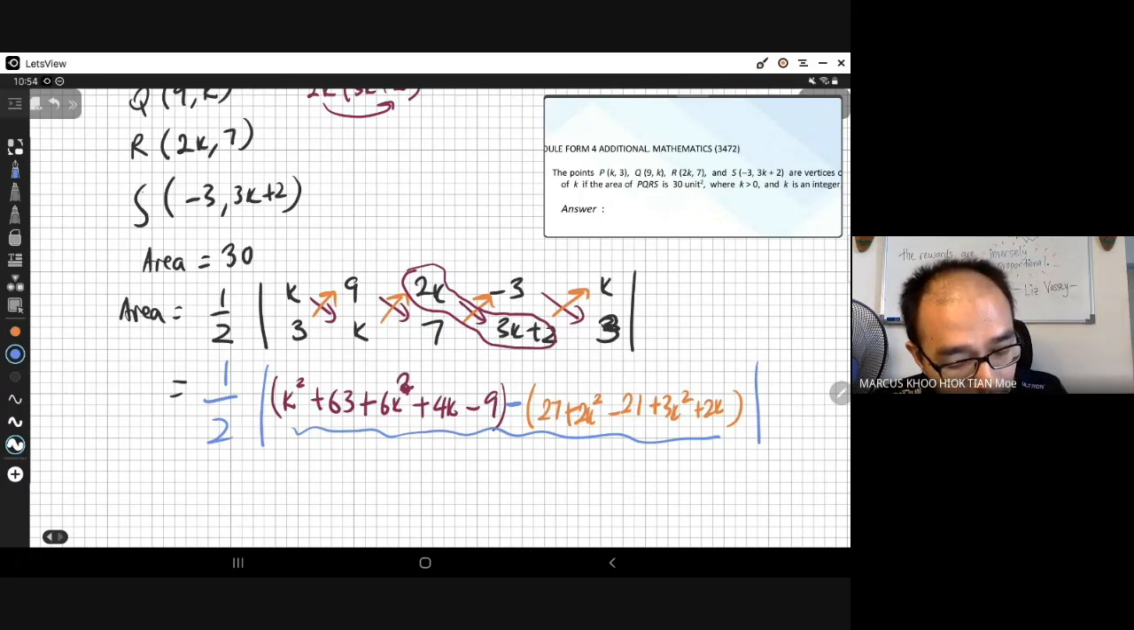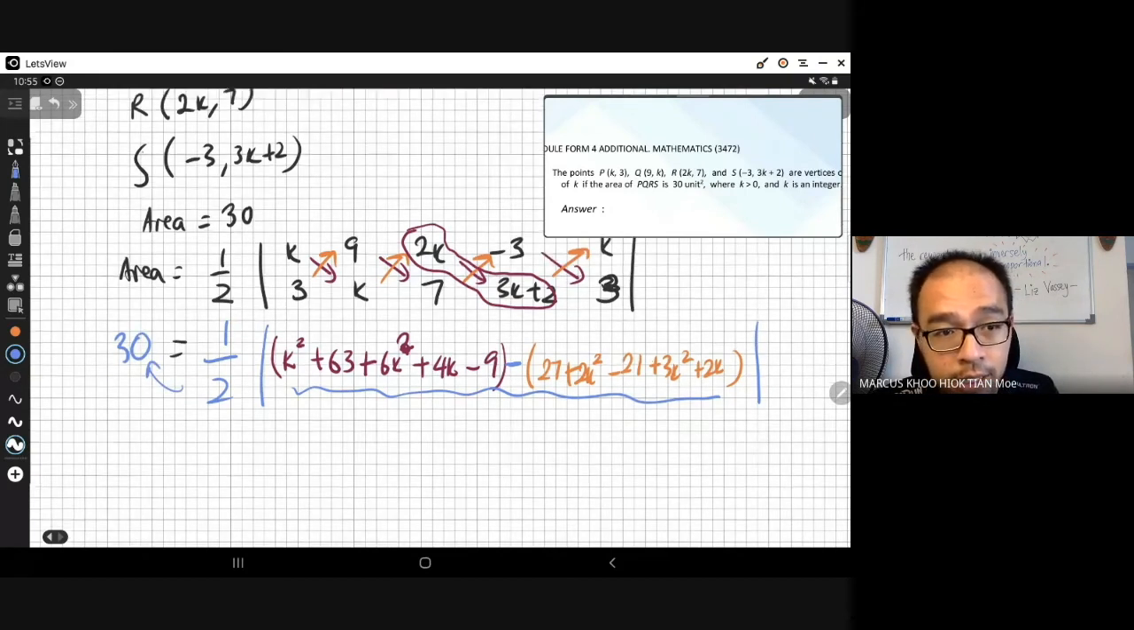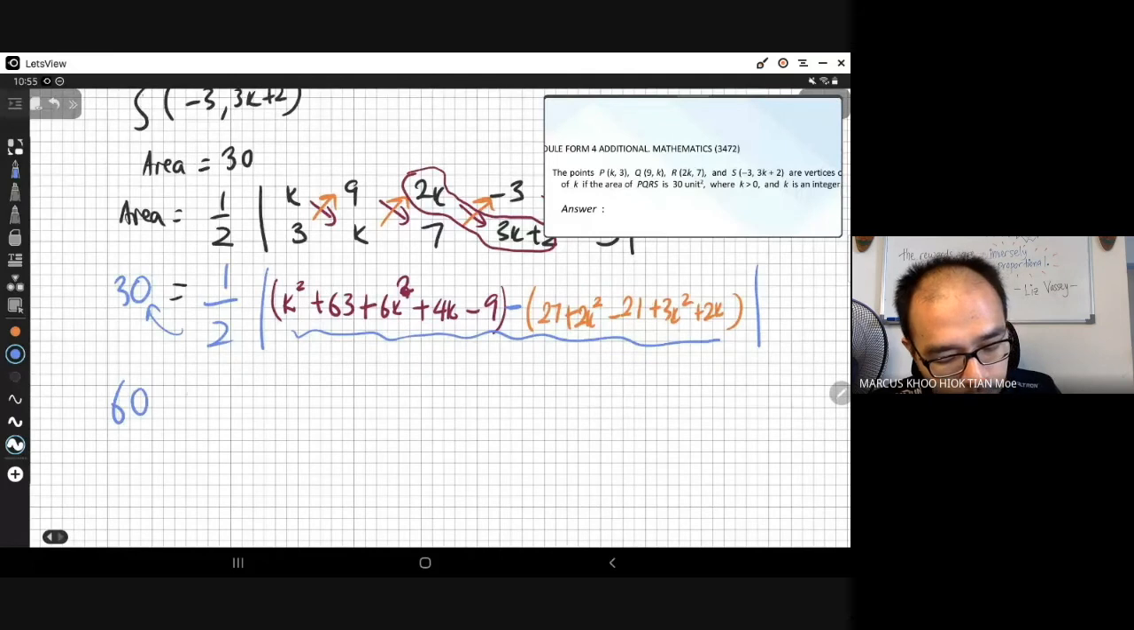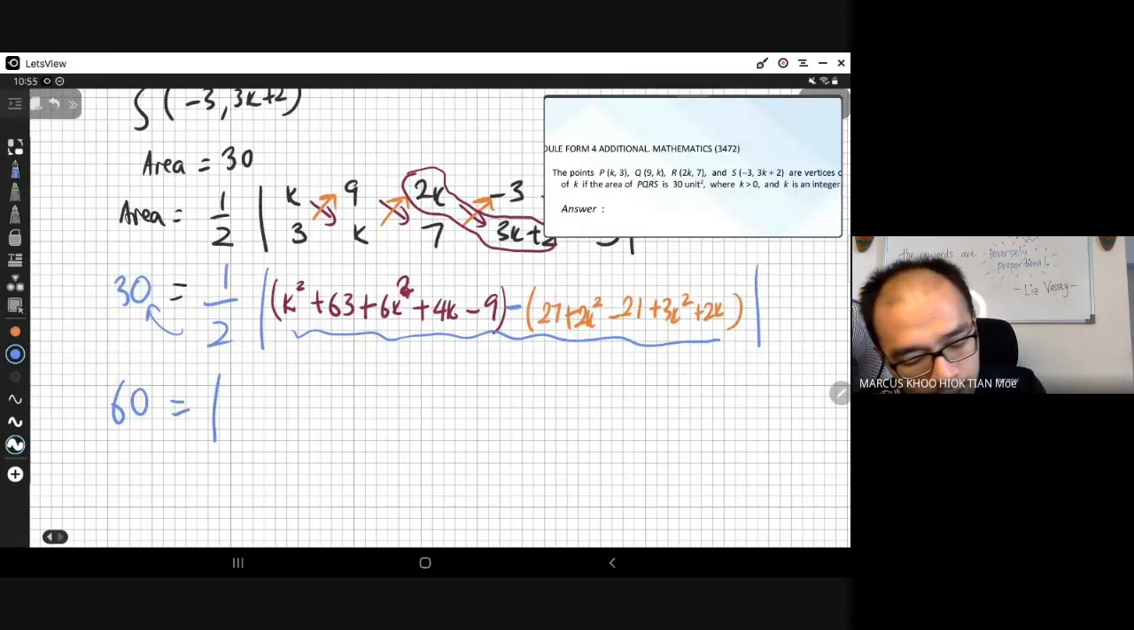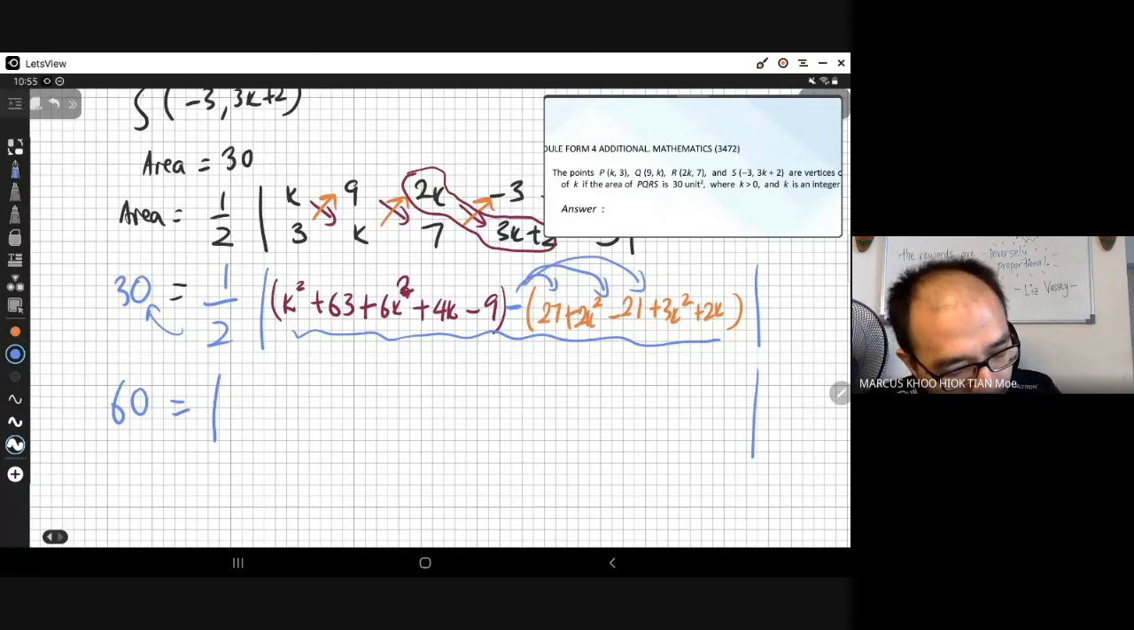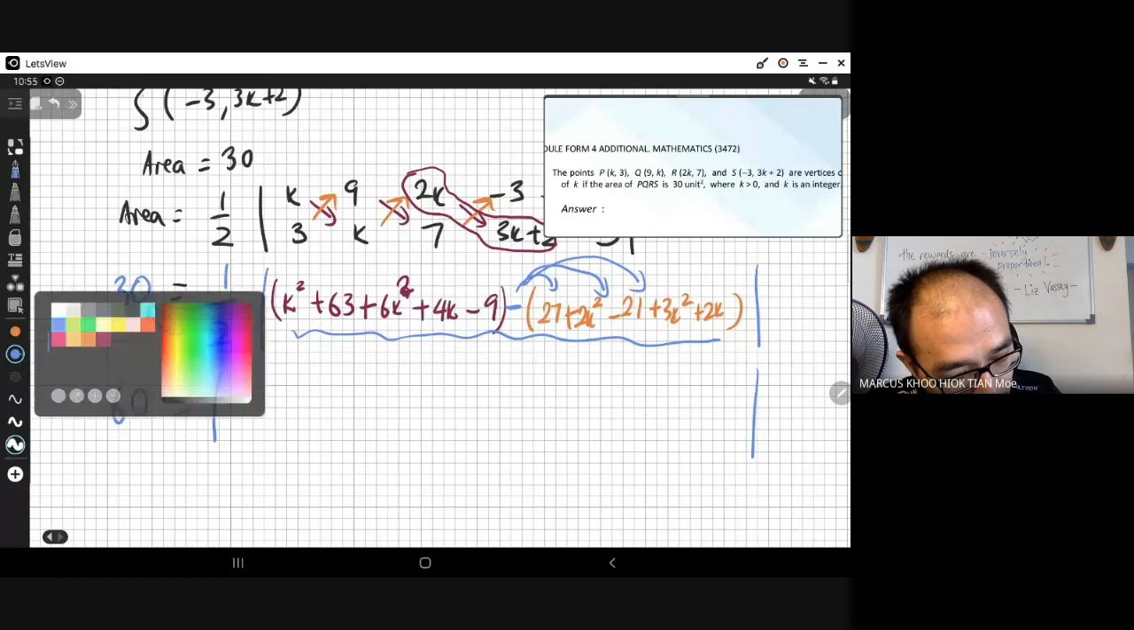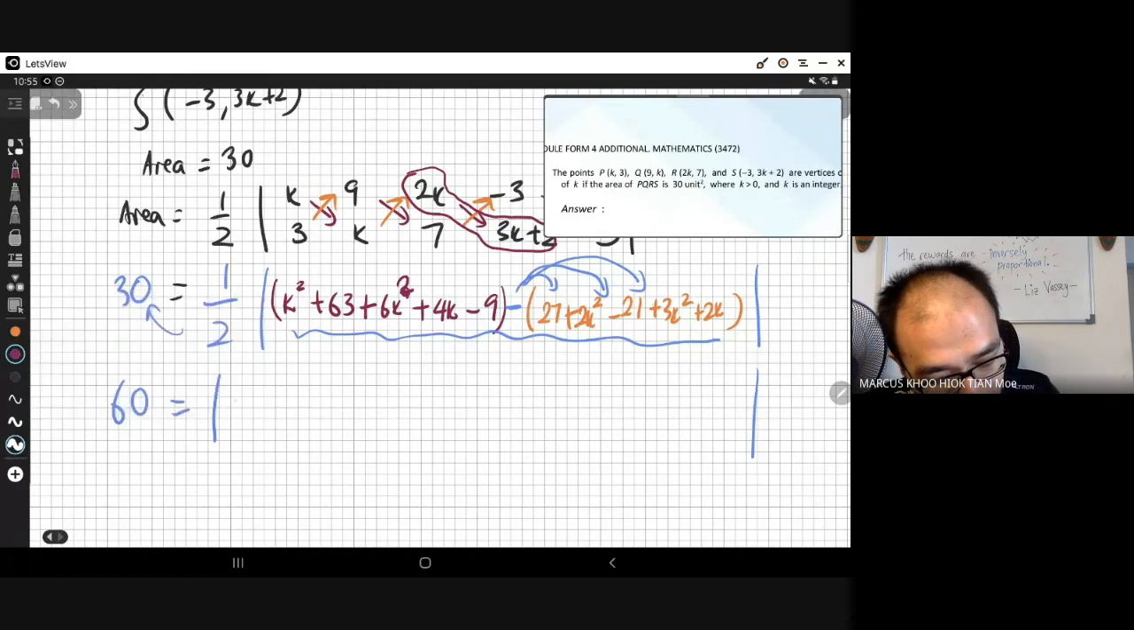So we know that the area equals 30. Okay, so the first thing we do is we bring the half across. So this will give us 60. Okay, now let's settle this. First of all, we open the bracket. We open the bracket, we multiply everything inside. So what we're going to get is, the red color theme is still the same, k squared plus 63 plus 6k squared plus 4k minus 9.